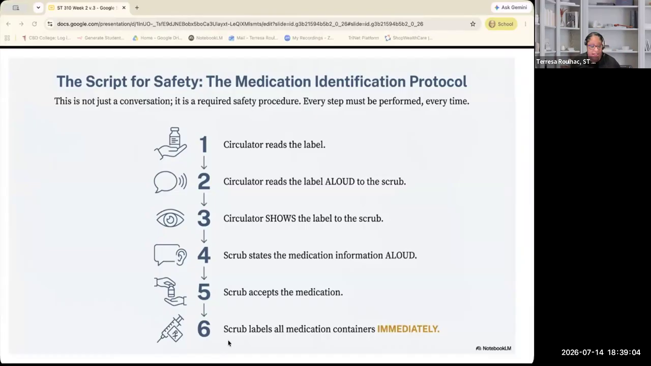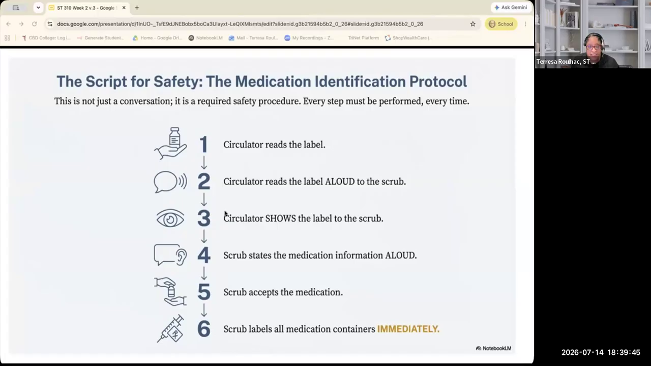Now, step 5. Now she will accept the medication from me. A lot of times we'll have a medication jar, or a top of something, where she will allow me to pour it into her, or draw it up. You guys are going to learn all the ways in lab, and in 300 we talk about it. Now, only after verification does she accept the medication. Let me repeat that. Only after verification will the scrub person accept the medication.